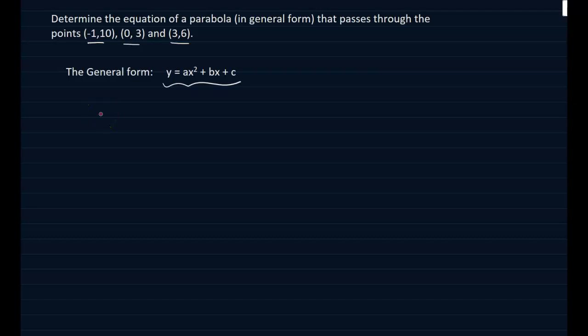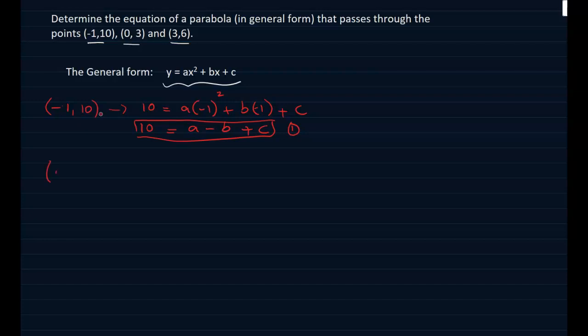For the first point, negative 1, 10, the equation that we will get is 10 equals a times negative 1 squared plus b times negative 1, and plus c. We don't know what c is. And when we simplify, we get a minus b plus c. So that's the first equation that we will end up getting when we plug in the x and y.